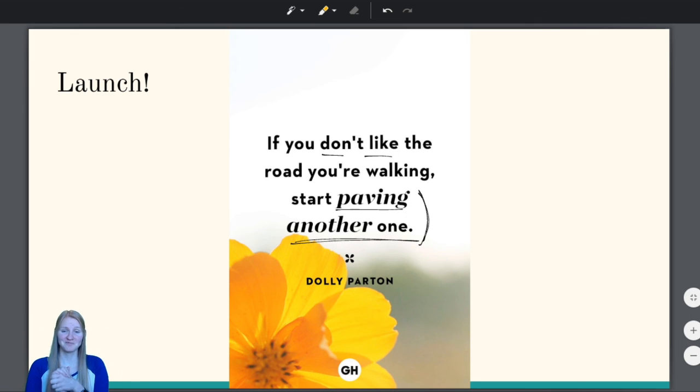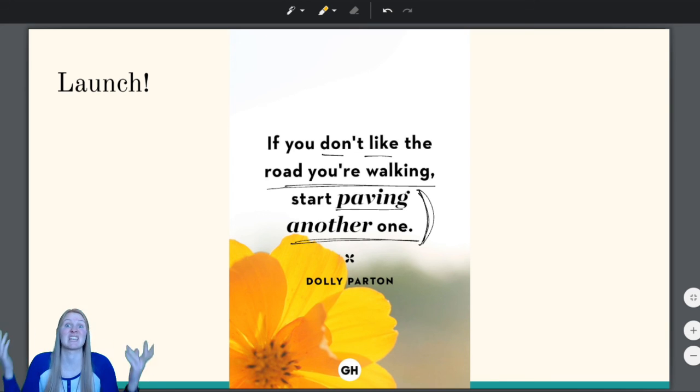So, if you don't like the road you're walking, if you don't like how you're feeling, pave another one. Make your own way and make your life what you want it to be, not what you think it should be or what you think it has to be, because it doesn't have to be anything. It can be whatever you want it to be. So, that is my launch for you today.